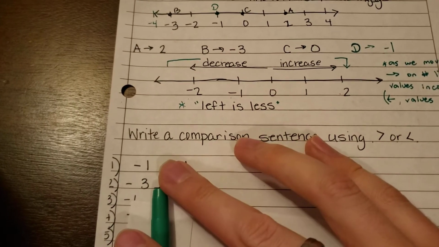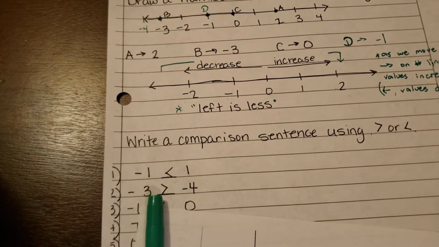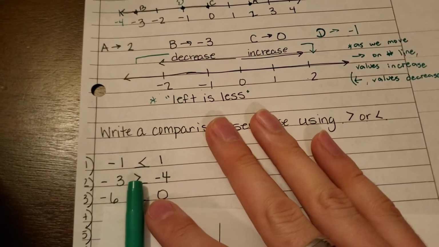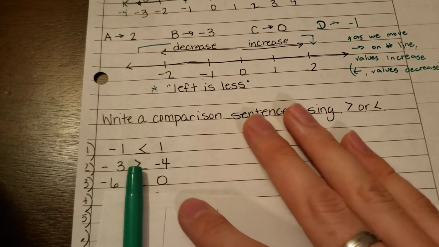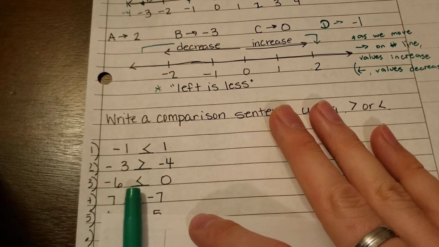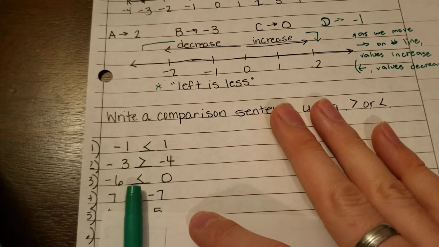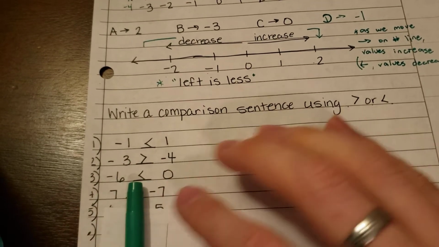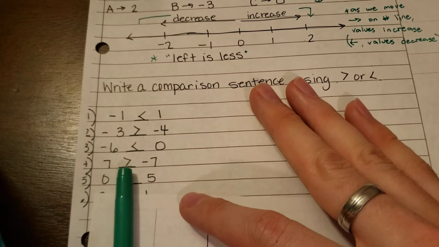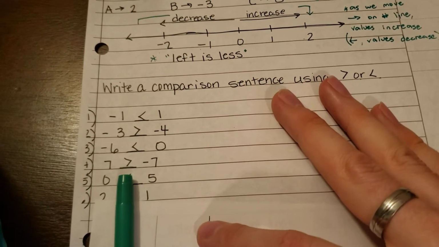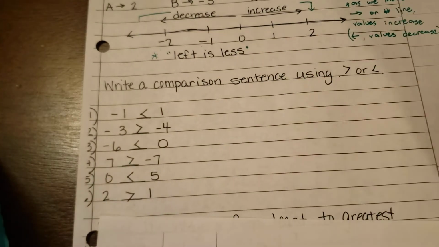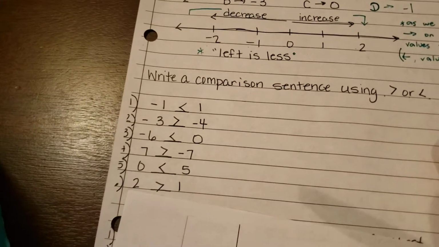Moving right along. Oh, come on, this is way difficult. 6 or 0? Well, I'd rather have $6 than $0. Booyah. 7 or -7? Well, 7 is greater than -7. 0 or 5? Well, I'd rather have $5. 2 or 1? And so on and so forth.